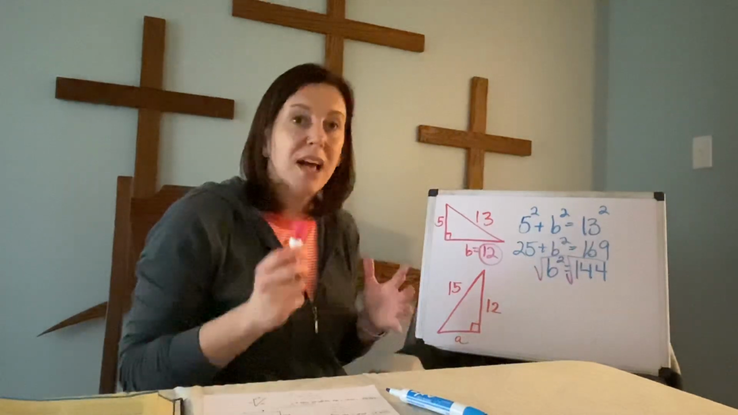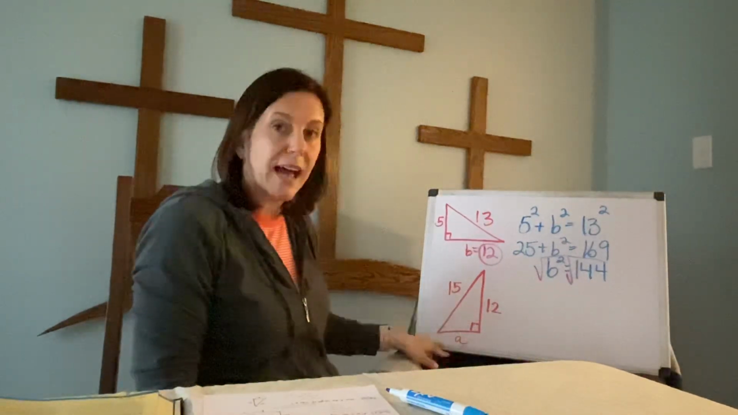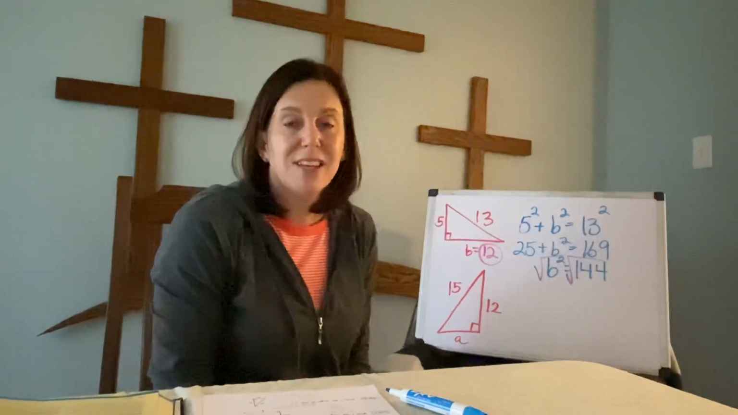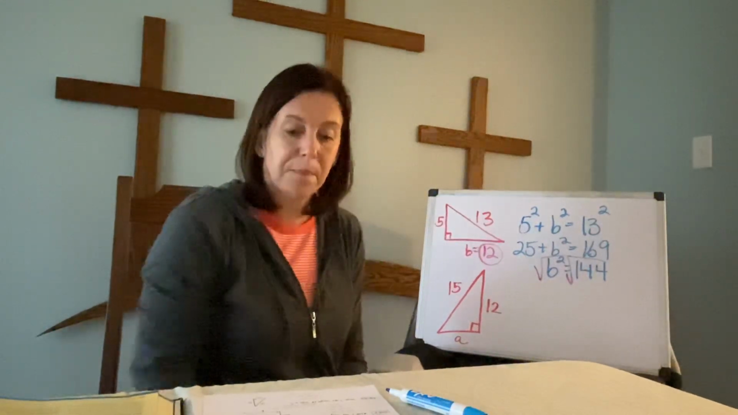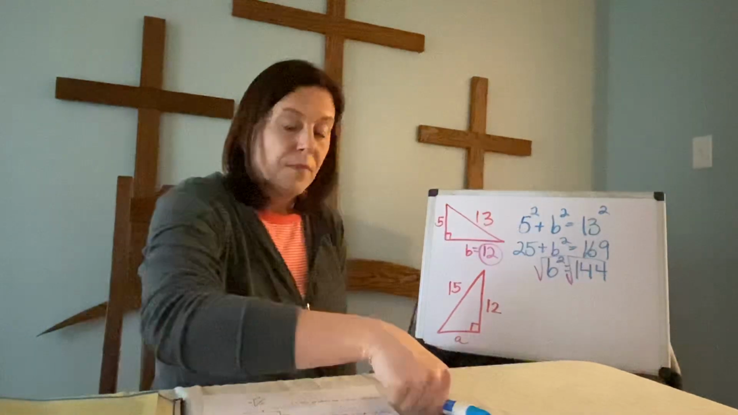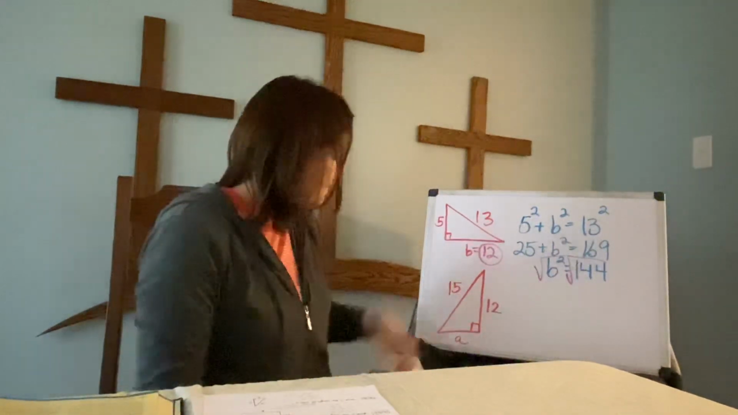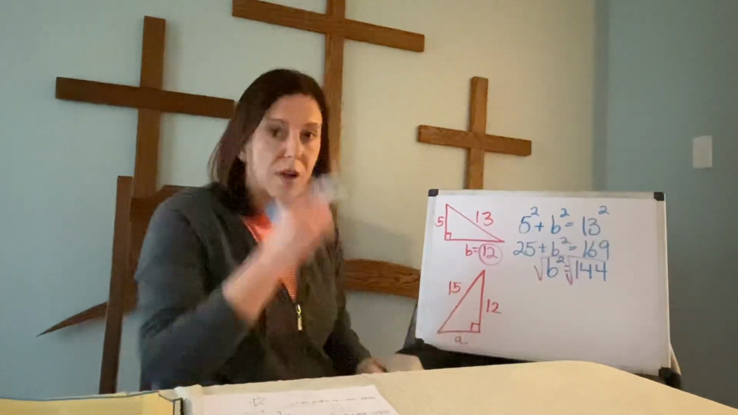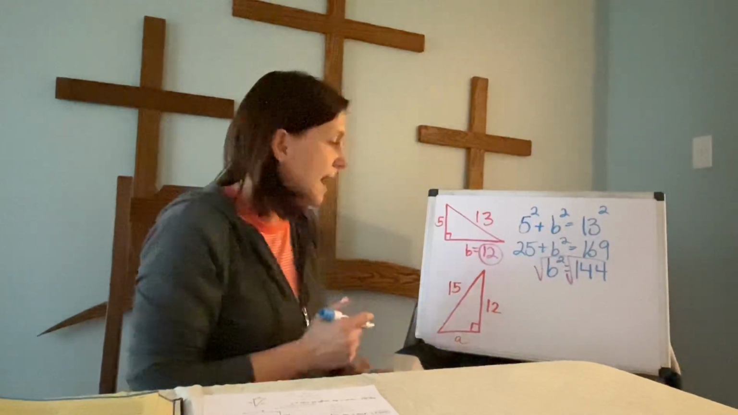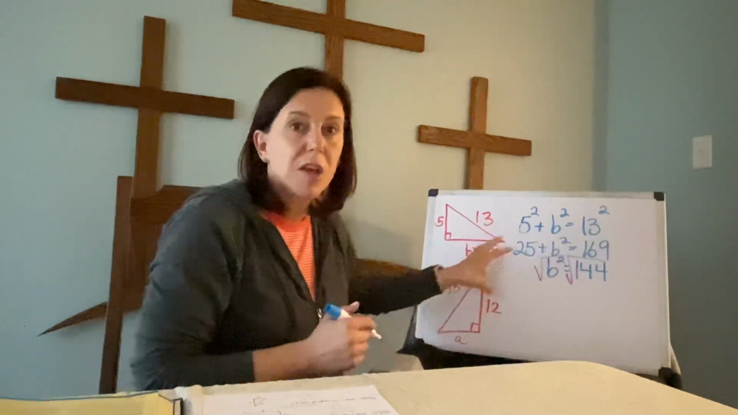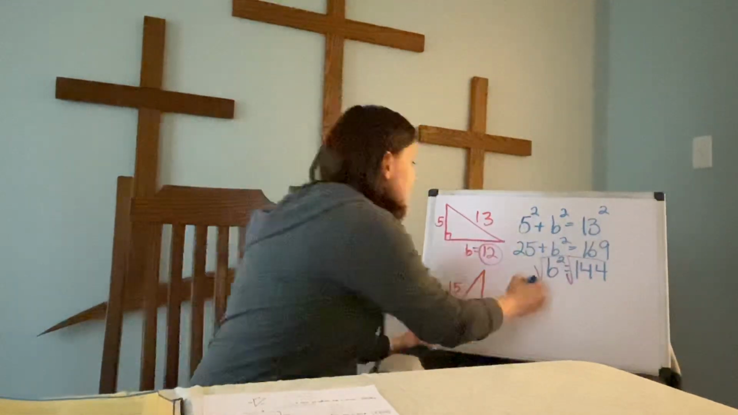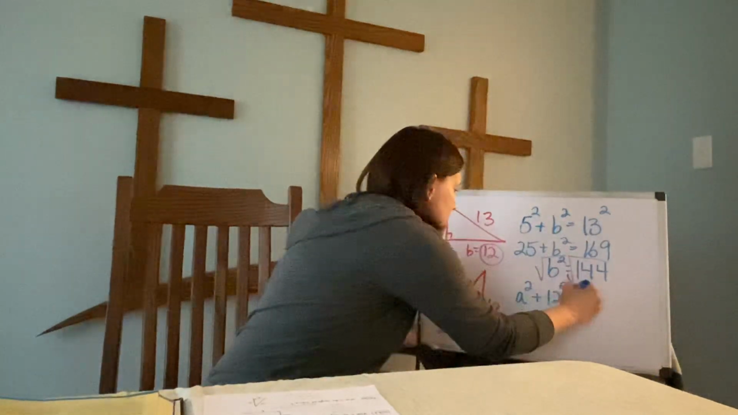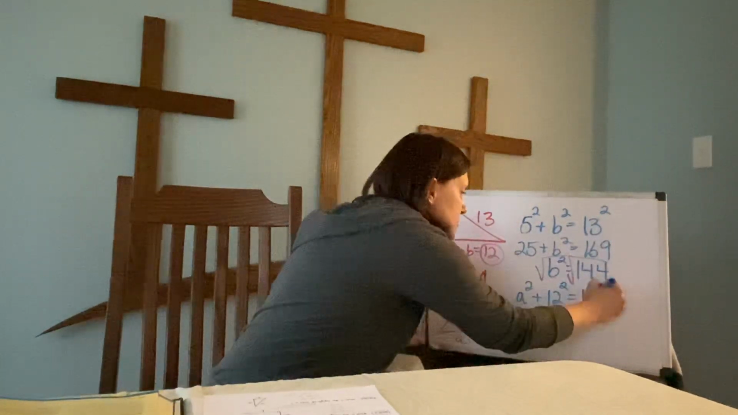Okay, I want you to pause the video and find side A in this right triangle, and you can restart the video when you're ready to go over it together. Okay, my hypotenuse is my 15. It's across from my right angle, and I know that it's the longest side. So I'm going to take these values and plug it into my equation. A squared plus 12 squared equals 15 squared.